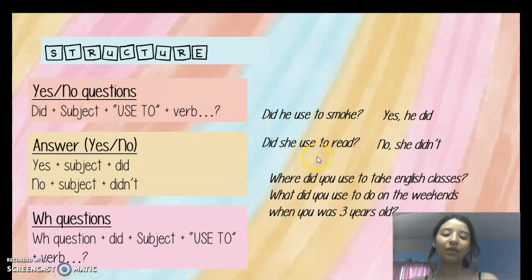Examples. Where did you used to take English class? We are asking about the place where someone used to take English classes. What did you used to do on the weekends when you were 3 years old? Well, this question is difficult to answer because I don't have memories, but it's an example.